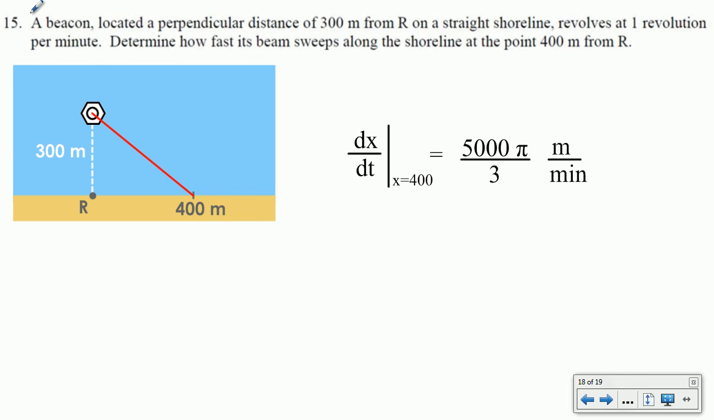I'm going to leave this one for you to do. A beacon located at a perpendicular distance 300 meters from R on a straight shoreline revolves at 1 revolution per minute, and you need to determine how fast the beam sweeps along the shoreline at the point 400 meters from R. So here's a diagram for you that you may find useful. The distance between the beacon and the shore perpendicular is 300 meters. The distance between R and the beam location that we're interested in is 400 meters. And I'm going to leave it to you to prove that dx dt when x is 400 is this number.